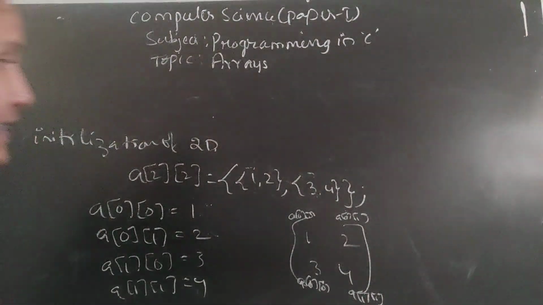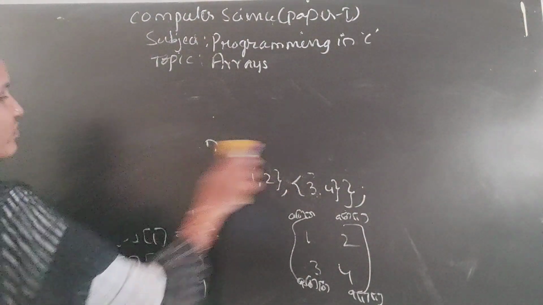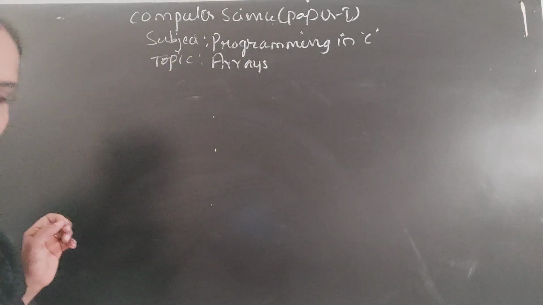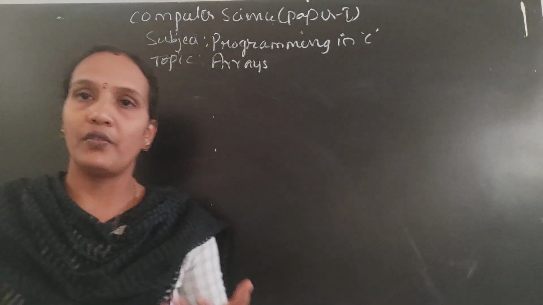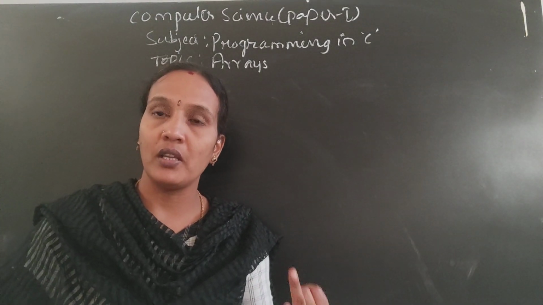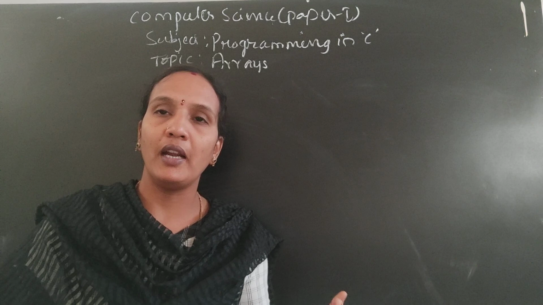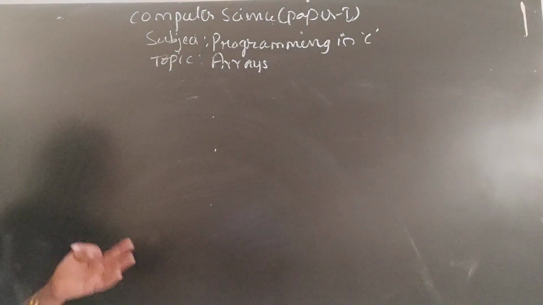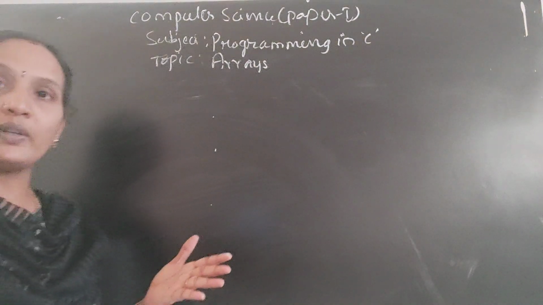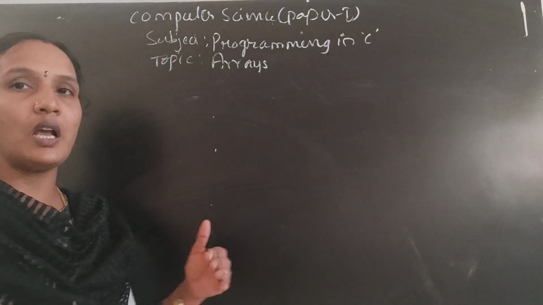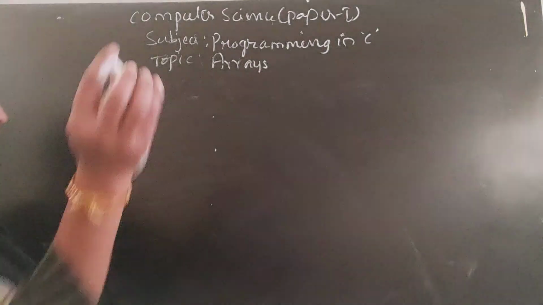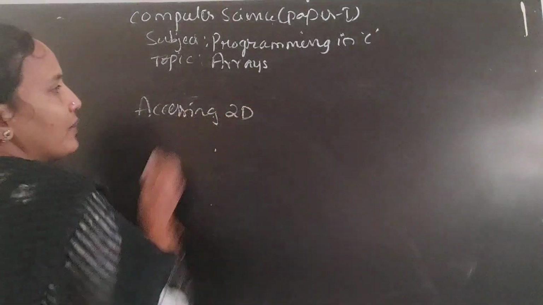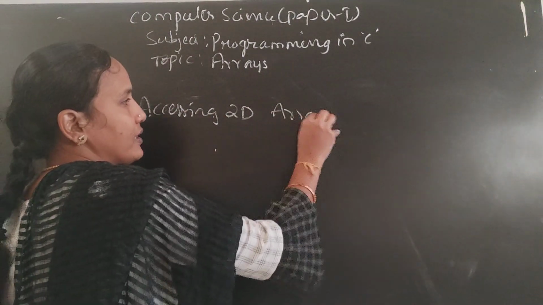Now, accessing a 2-dimensional array. Accessing means what? You need to print that. Whenever you get this question in the exam, first you should give the syntax for declaration, the syntax for initialization, and next how to access the array elements. Declaration is over, initialization is over. Now the next one is how to print, how to access those elements. Accessing 2-dimensional array elements.